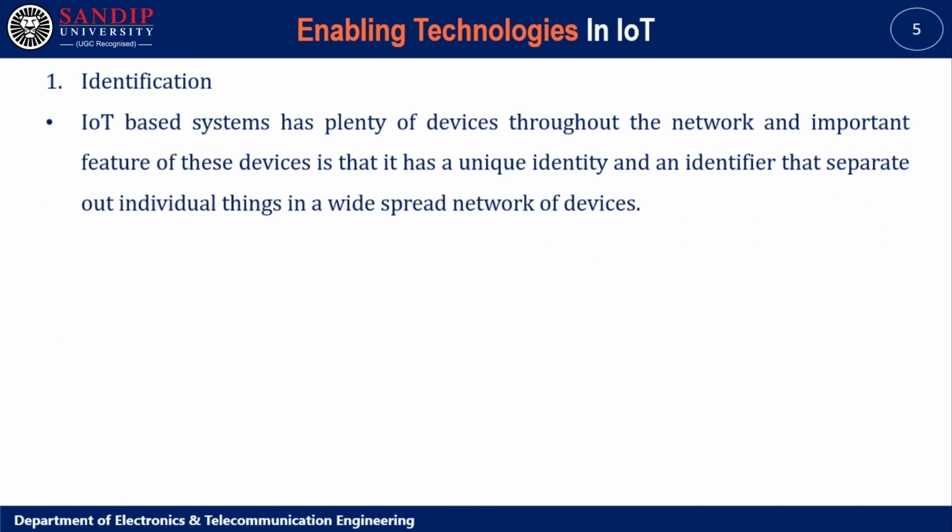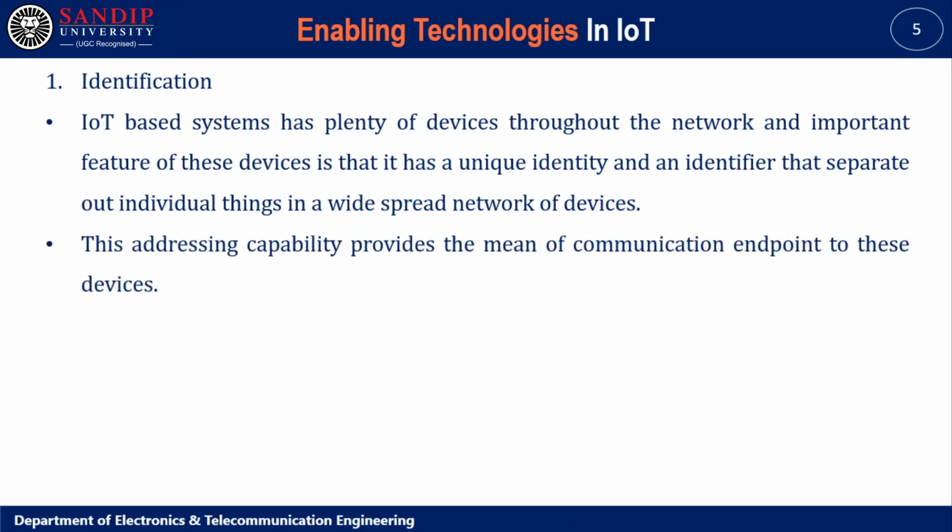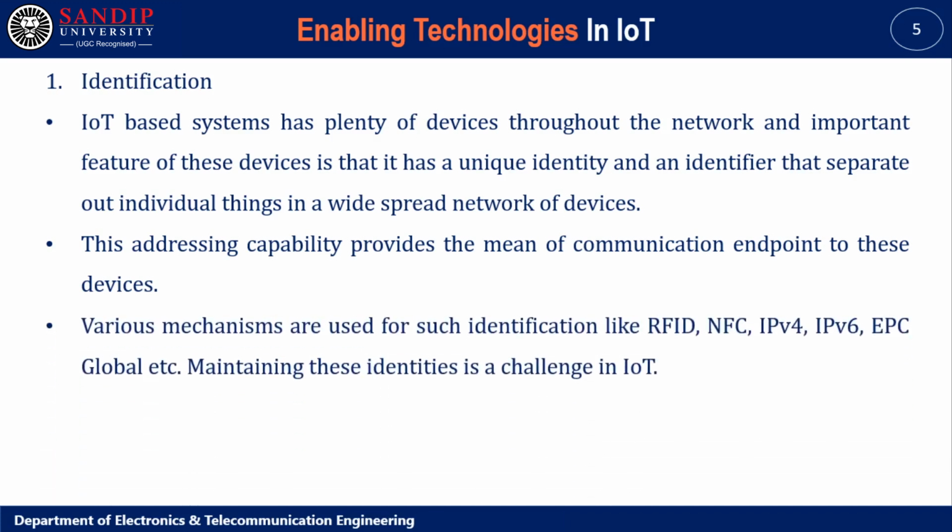Identification. An IoT-based system has plenty of devices throughout the network, and an important feature of these devices is that each has a unique identity and identifier that separates out individual things in a widespread network of devices. This addressing capability provides the means of a communication endpoint to these devices. Various mechanisms are used for such identification like RFID, NFC, IPv4, IPv6, EPCglobal, etc. Maintaining these identities is a challenge in the IoT.